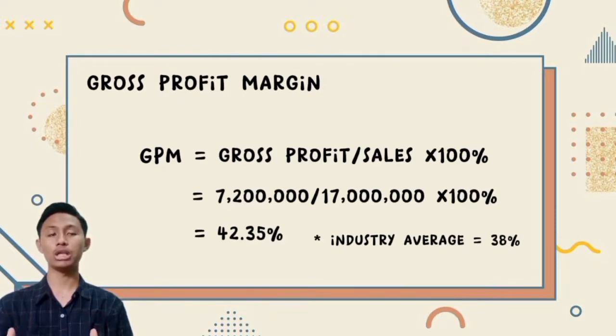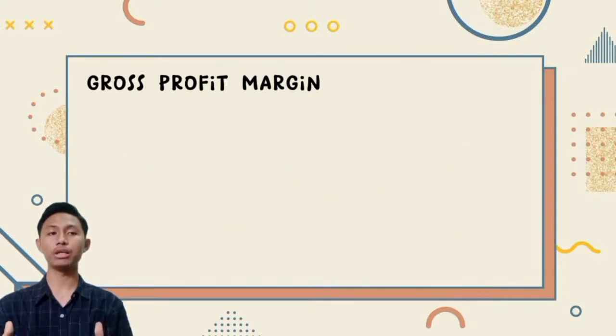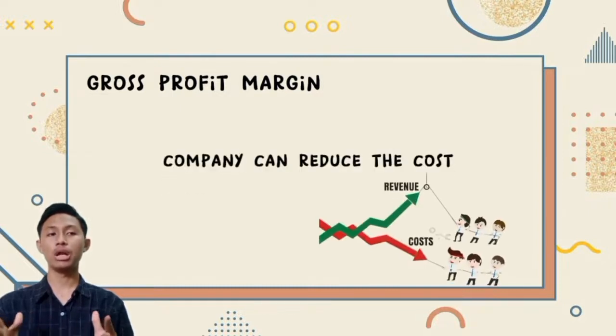And compared to the industry average, which is the 38%, Hikmah Bati Berhad shows a good action in generating profits from their sales and shows how the company controls their cost wisely. And to improve the ratio, the company can reduce the costs that are not necessary in their cost of goods sold or their COGS.